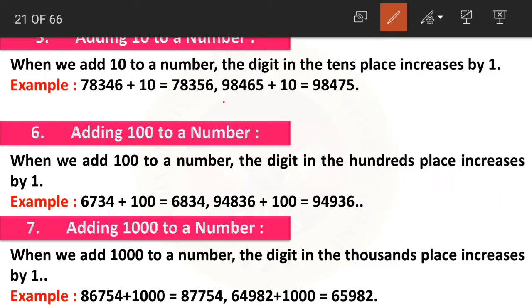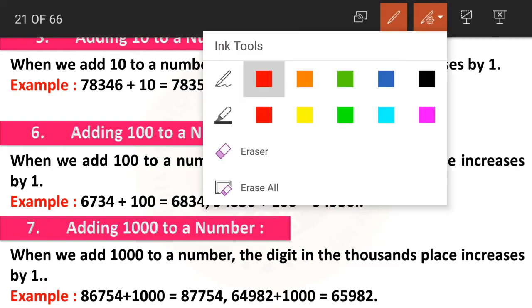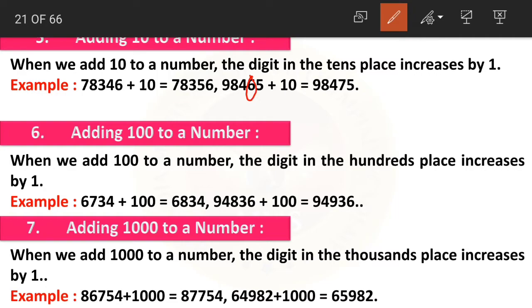Okay children, even when you have such questions in your exams, you can solve it easily. Now look at here, 98,465 plus 10. Again, it has only ones and tens place, so we will consider only ones and tens here. Now in ones it has 0, so the ones digit will remain as it is. Yes, 0 plus anything is the number itself. Now the only change that will take place is the digit in tens place. Yes, we have 6 here and we have 1. 6 plus 1 becomes 7.